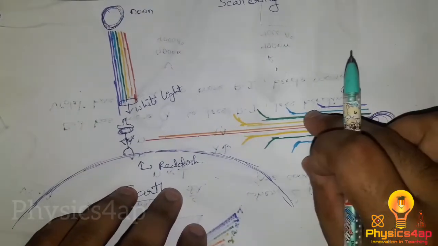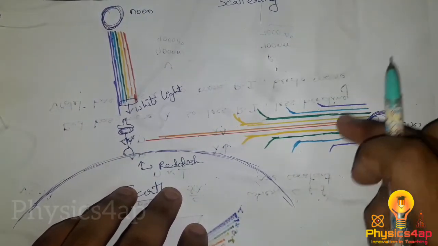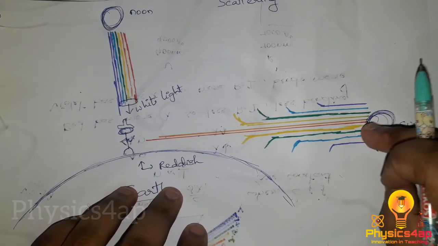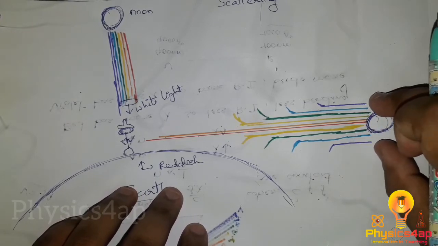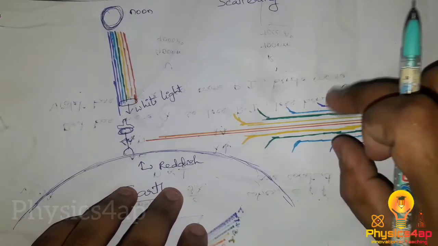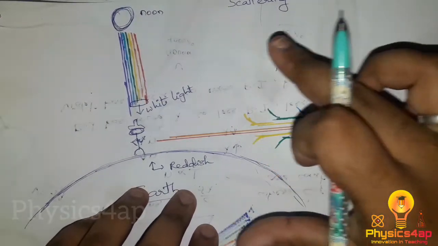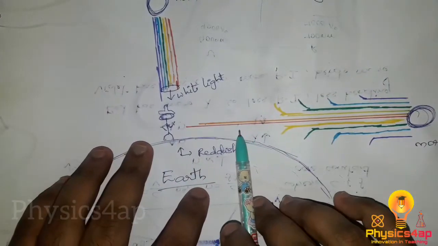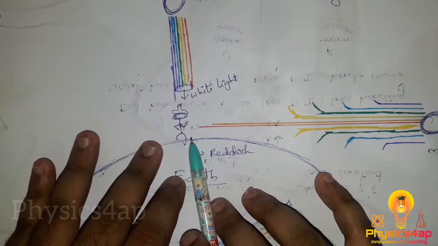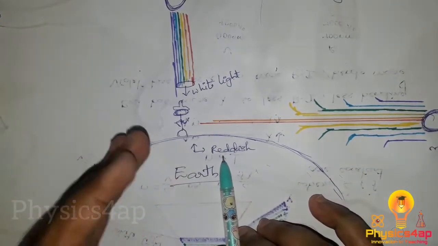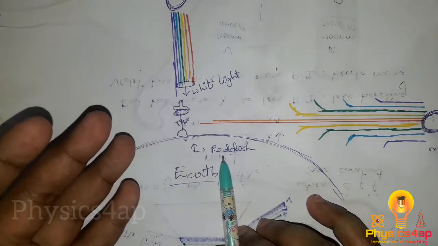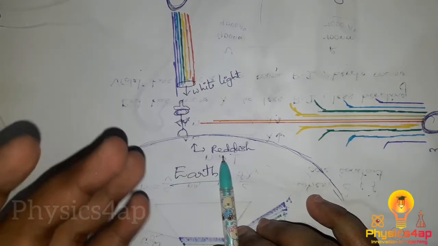The white light coming from the sun is a combination of all the colors: violet, indigo, blue, green, yellow, orange, red. All these colors get scattered in between. When they get scattered, only the orange and the red color come near to our eye. So that is the reason we see the sunrise or sunset as reddish.